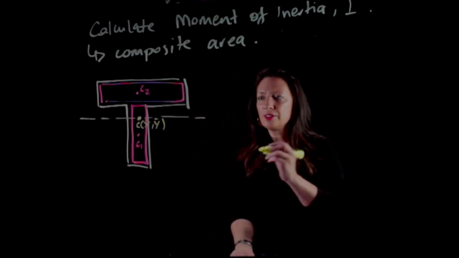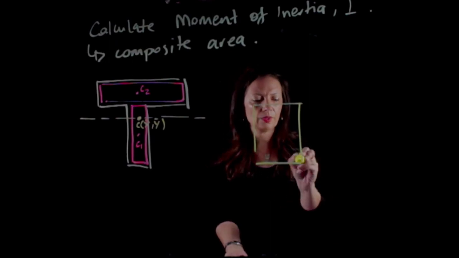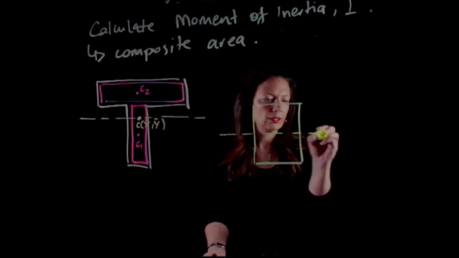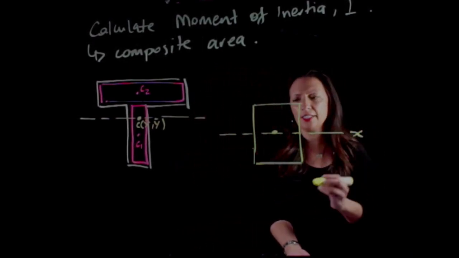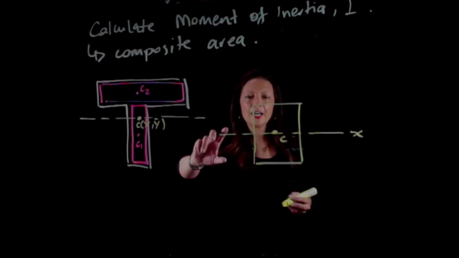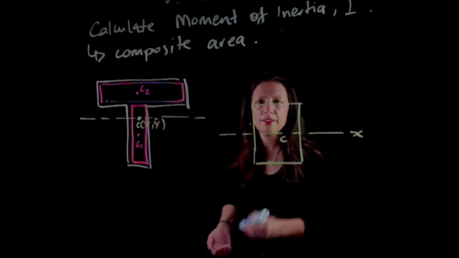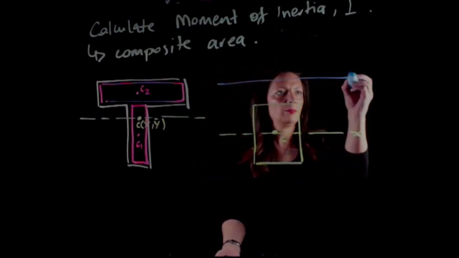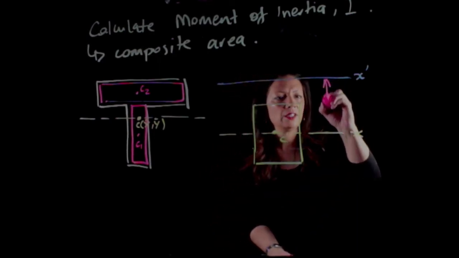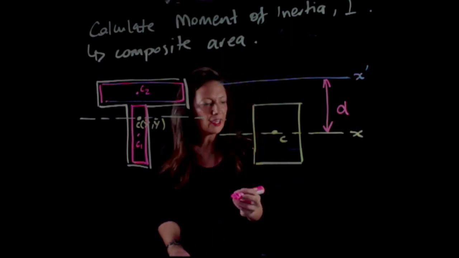So let's take a look at just a simple rectangle to start with. Here's my rectangle, here's my centroid. That's my neutral axis, or my x-axis here. If I want to now rotate about a different axis, so if I move my axis up here, so now it becomes x bar, I have to compensate for this distance. Yeah?